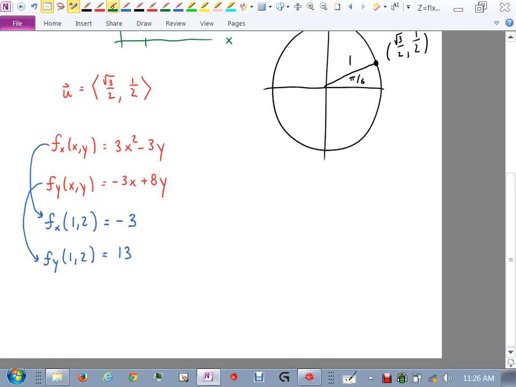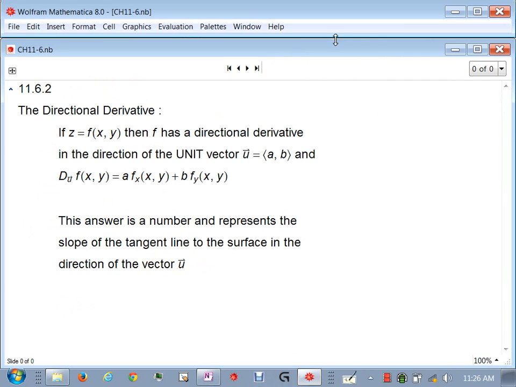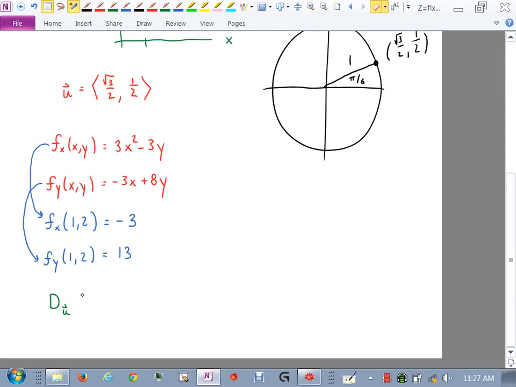I'm ready for my final answer. Here it is. The directional derivative in the direction of u at the point 1, 2, I'm just rewriting this right here, should be equal to a, which is root 3 over 2, times the partial of f with respect to x at the point 1, 2, which was negative 3, plus now b, which is 1/2, times the partial of f with respect to y at the point 1, 2, which is 13, which gives you negative 3 root 3 over 2 plus 13/2.